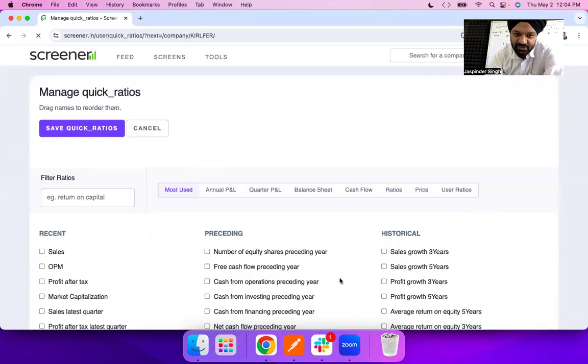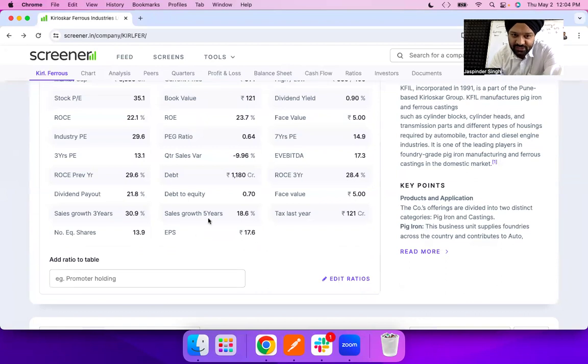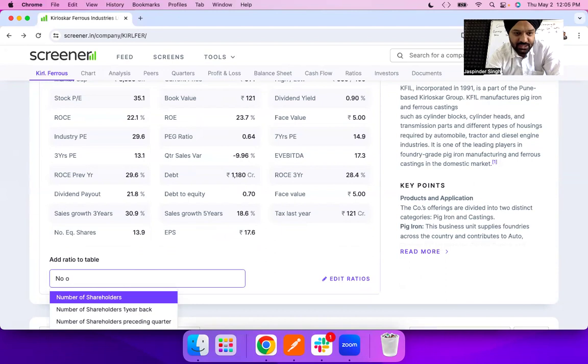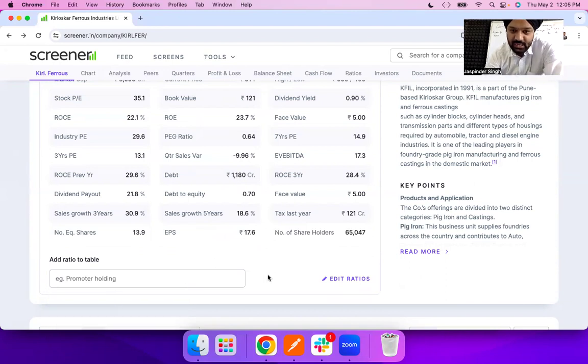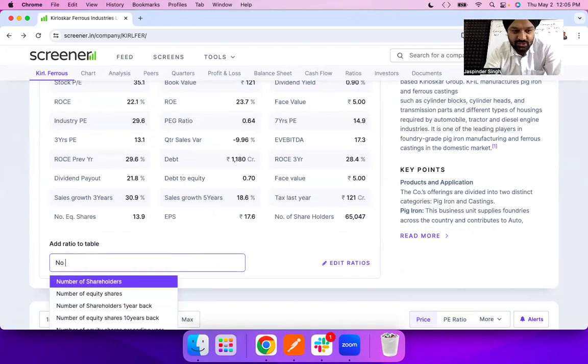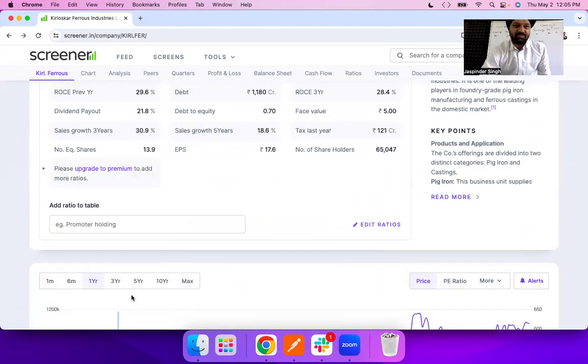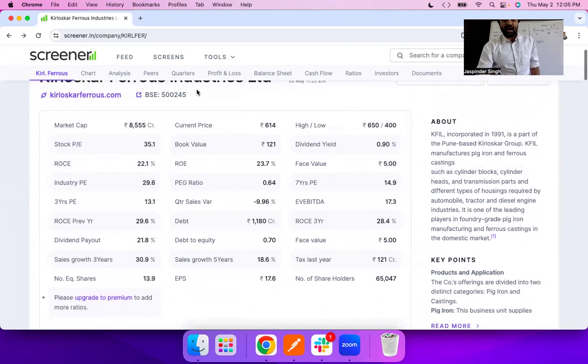If you want to remove some of the ratios, you can remove some of the ratios. You can have the number of shares also. Number of shareholders. All right. And number of shareholders and number of shares also. Number of equity shares in the previous year.